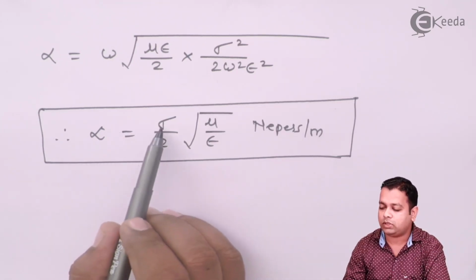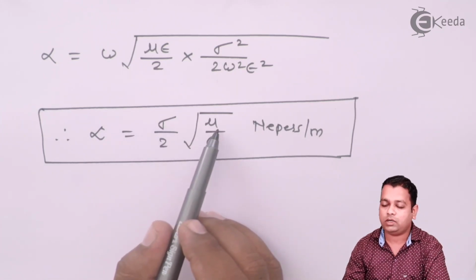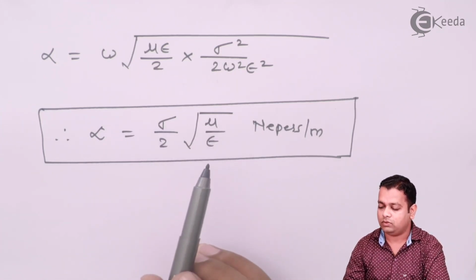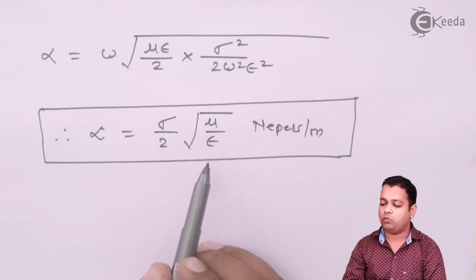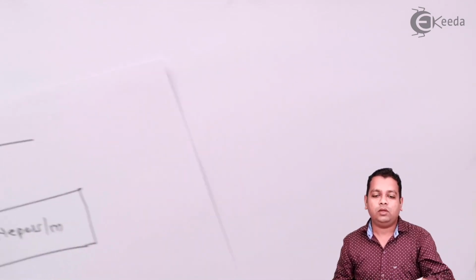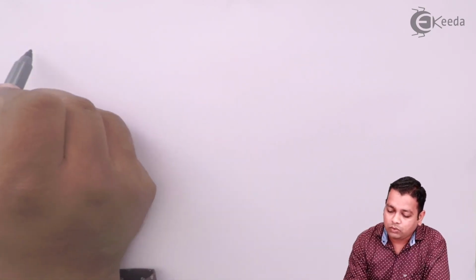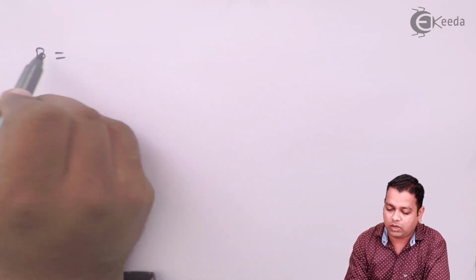It depends only on the conductivity value, permeability value and the permittivity value: sigma upon 2 under root mu by epsilon. So this way we have obtained the new formula of alpha for a good dielectric medium. Now the formula for beta is to be determined.